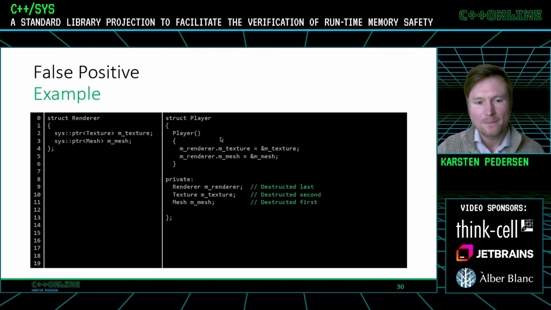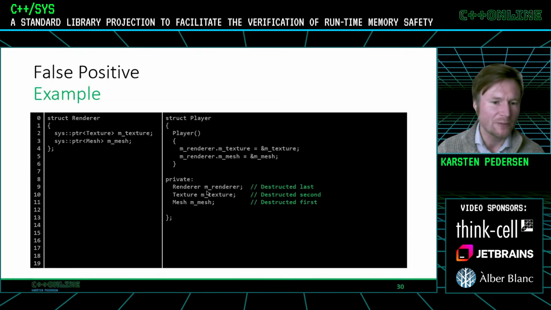And then in player, you basically have this renderer, the texture, and the mesh. Let's just say the player owns them all. So in the constructor of player, we assign the texture to be the texture that's in player, and we assign the renderer's mesh to be the mesh that's in player. And this will give a panic.